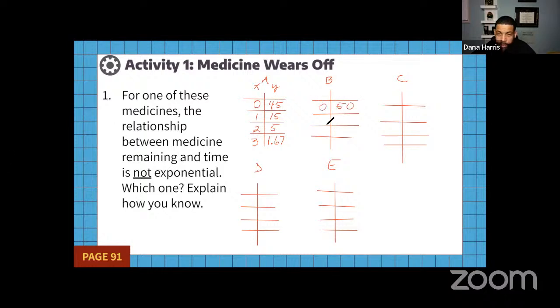I have 0 and 50, 1 and 10, 2 and 2, and 3 and 0.4. For C, I have 0 and 50. I have 1 and 40. I have 2 and 32. 3 and 25.6. D, I have 0 and 48. I have 1 and 36. 2 and 27. 3 and 20.25.